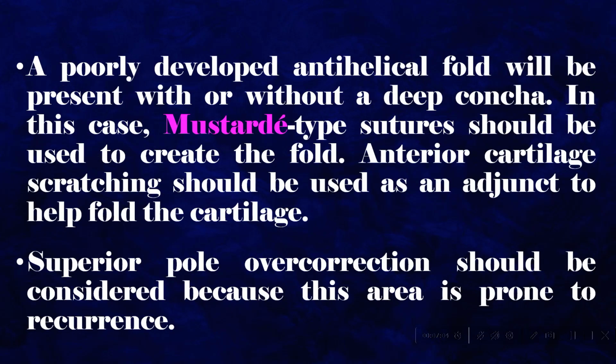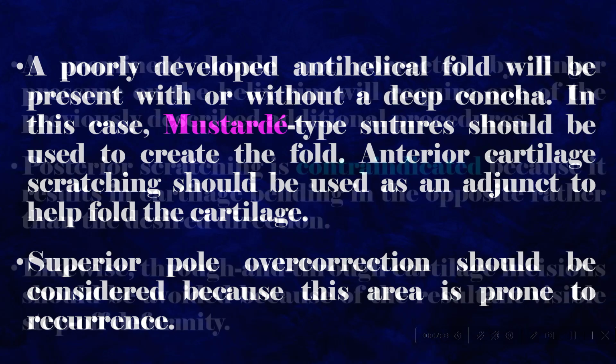A poorly developed antihelical fold will be present with or without a deep concha. In this case, Mustardé-type sutures should be used to create the fold. Anterior cartilage scratching should be used as an adjunct to help fold the cartilage. Superior pole overcorrection should be considered because this area is prone to recurrence.